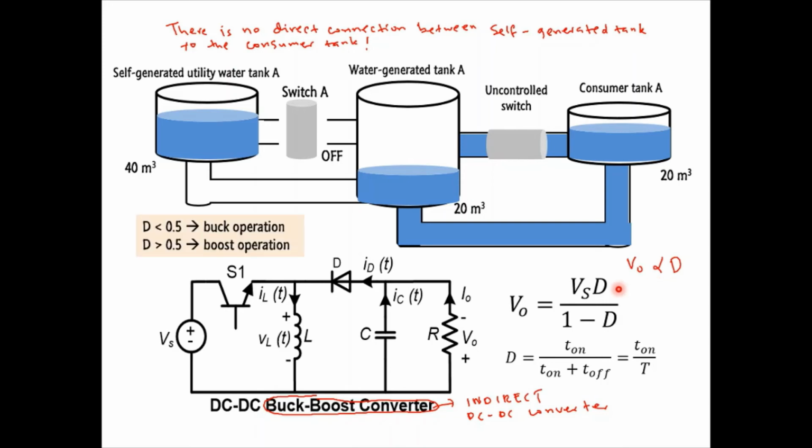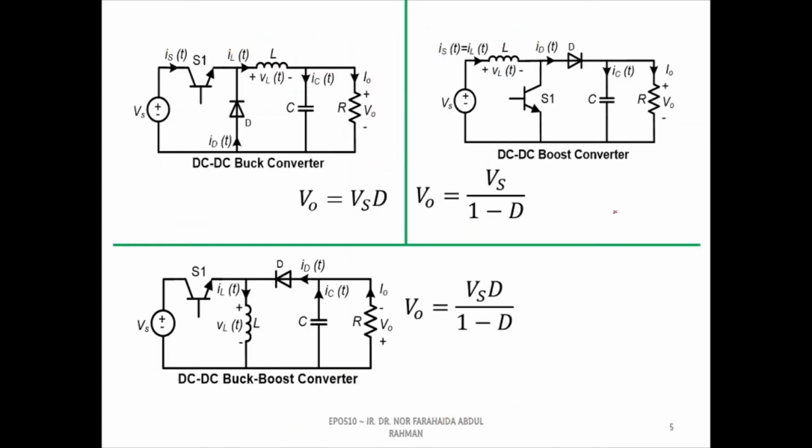To perform the step-down function or buck operation, the duty cycle must be less than 0.5, and to perform the step-up or boost operation, the duty cycle of the converter must be higher than 0.5. I will end this video with the comparison between all DC-DC converters.